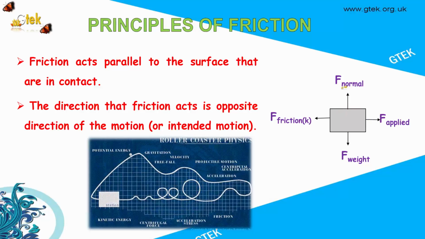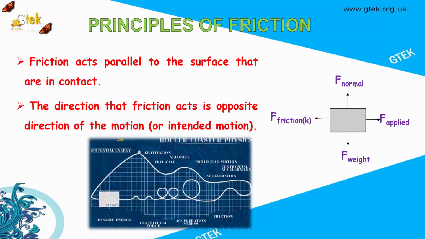This one is the normal force and this one is the applied force and this one is the weight and this one is the friction, in terms of k. One such example of friction is a roller coaster. You can see how the object is moving away from the station and coming back again to reach the station. You can see how the friction force is acting over it.